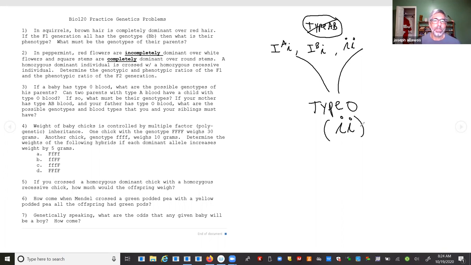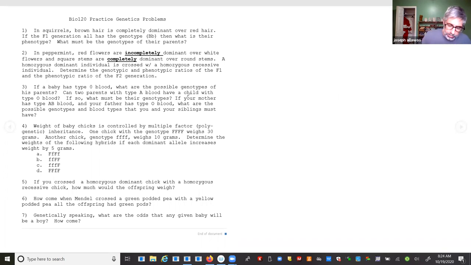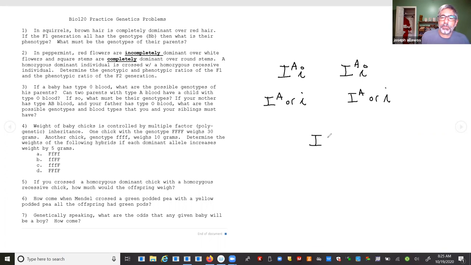Can two parents with type A blood have a type O child? Let's see if that's possible. This shows that it is possible, but let's work it like a genetics problem. Let's say we had two heterozygous parents that are type A. Well, what gametes can this parent make? It can make an I^A or a little i. Same with this parent for gametes. We draw the box. It's a monohybrid cross.